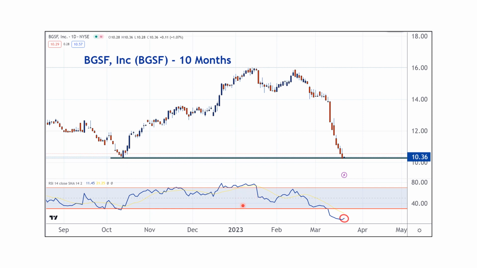This on the bottom part of the chart here is what we call the relative strength index. It is something that tracks momentum. Momentum is how far something has moved from time point A to time point B. If it moves really far to the downside, we call that oversold. If it moves really far to the upside, we call it overbought.